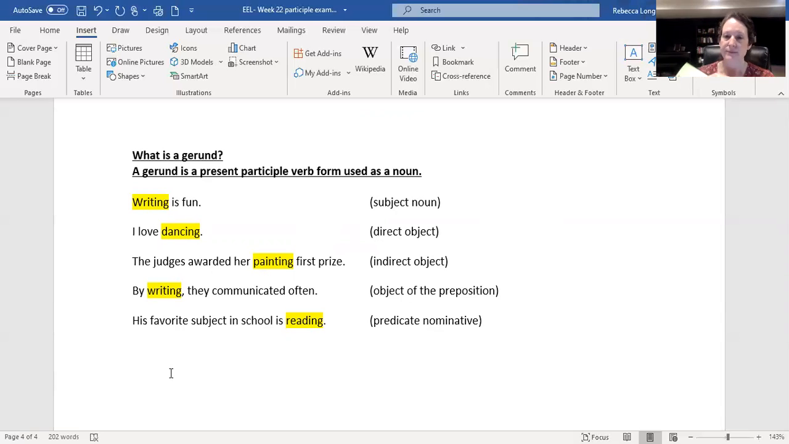So writing is a verb, Verbal the Gerbil. He dressed up, he put an ing on, and he's acting like a noun. He is a great actor, isn't he? Look at this. I love dancing. I love what?